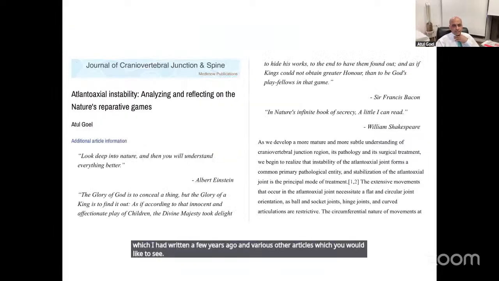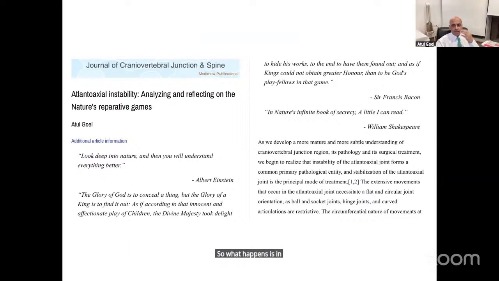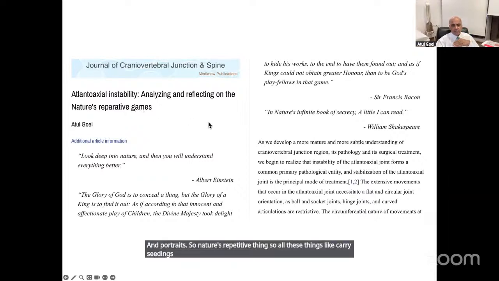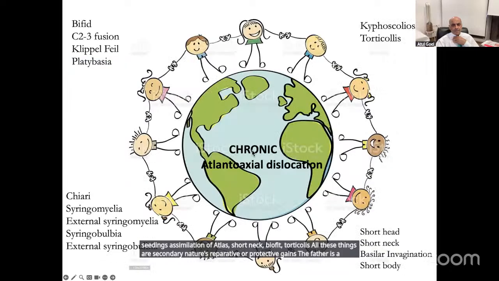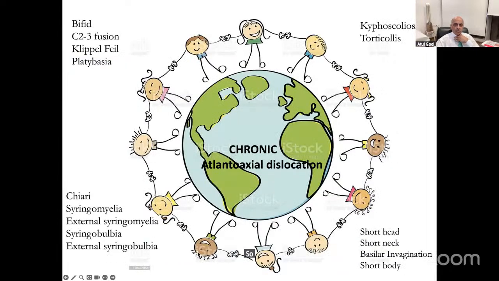So what happens is, in chronic instability, nature or God or the upper zone comes in the picture and protects. So nature's reparative gain. So all these things like Chiari, syrinx, assimilation of atlas, short neck, bifid, torticollis, all these things are secondary nature's reparative or protective gains. The father is atlantoaxial instability. So these are all children, and they will continue to play if the father is all right.